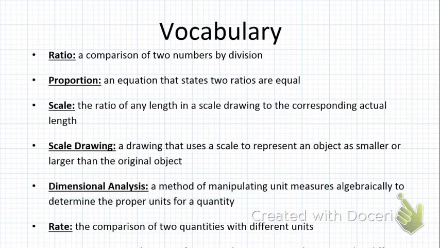Here's some vocabulary I want you to go through. So ratio, write these down as I talk about them too, because you'll be writing this whole thing down. Okay, a ratio is a comparison of two numbers by division. So for example, I could say the ratio of boys to girls at this school is we have 10 boys for every 9 girls. So this is a ratio, 10 over 9.